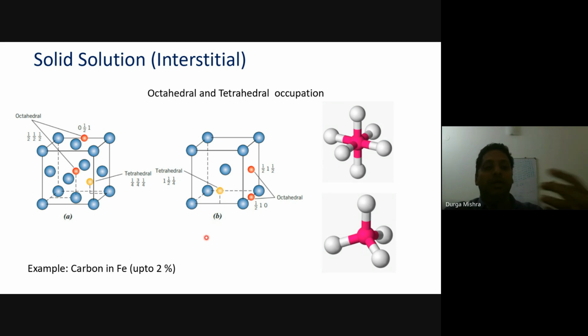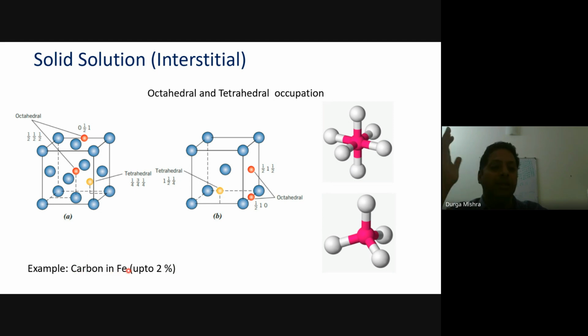A very famous example of interstitial substitution is the carbon that you introduce in iron. This is an interstitial substitution, and you can add carbon up to only 2%. If you add more than 2%, what happens? It will form a separate phase. And why is it possible? The carbon has a very small atomic radius, of the order of 0.07 or something, compared to iron.